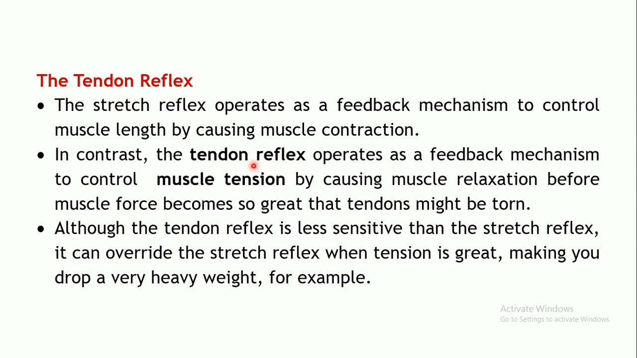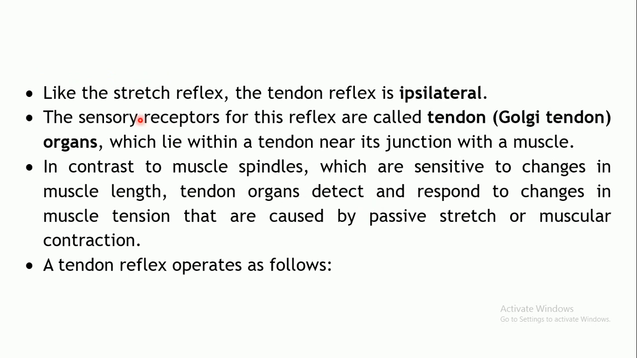Then the next example is the tendon reflex. So this type of reflex operates as a feedback mechanism to control the muscle tension. In the stretch reflex, the length of the muscle was being monitored. Now in this type of reflex, the muscle tension is being monitored. And in response to this, muscle relaxation will take place before the excessive tension will tear the tendons. Okay, now this particular type of reflex is also ipsilateral in nature. That is, it enters and exits from the same side.